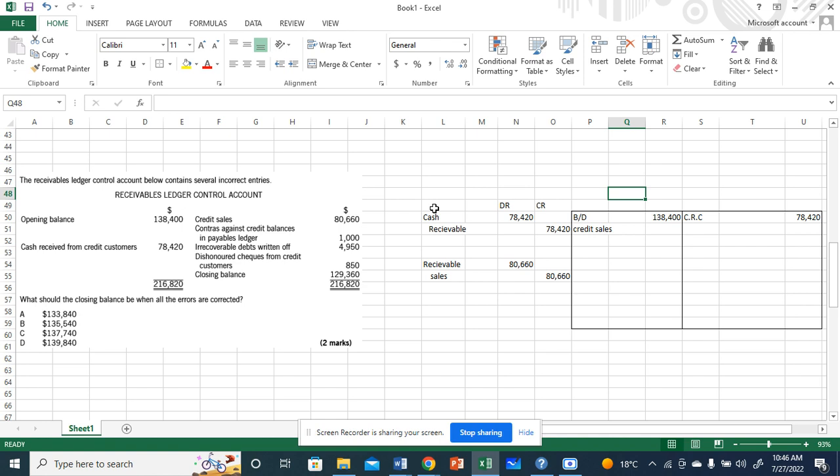But what about a cash sale? What do you do if it's a cash sale? Since we're receiving money, we've received money. A cash sale, there is no receivable involved. Even a cash purchase, no payable involved. A cash sale, you would debit cash and you credit sales. A cash purchase, you debit purchases and you credit cash. So be careful about this on these control accounts.